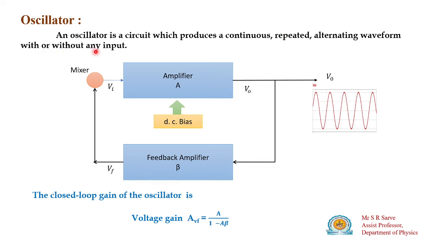Okay, so what is the gain of the total oscillator? Capital A is the gain of the amplifier, and beta is the gain of the feedback amplifier. The total voltage gain of this oscillator is A divided by 1 minus A into beta. This is the equation for the voltage gain of oscillators.